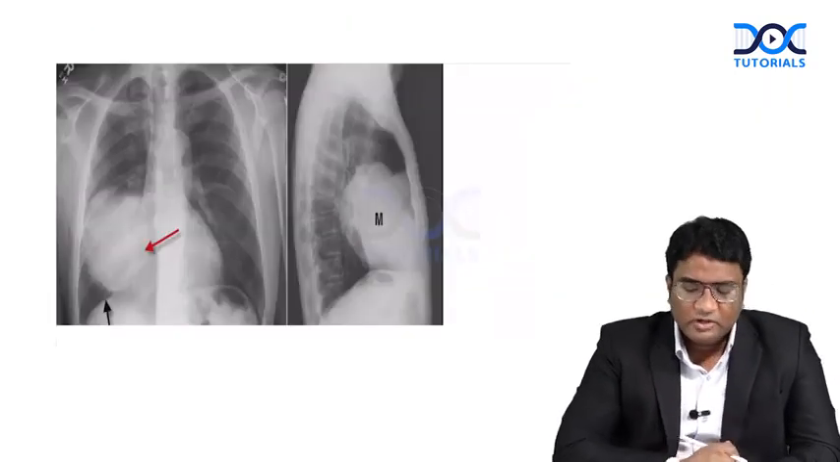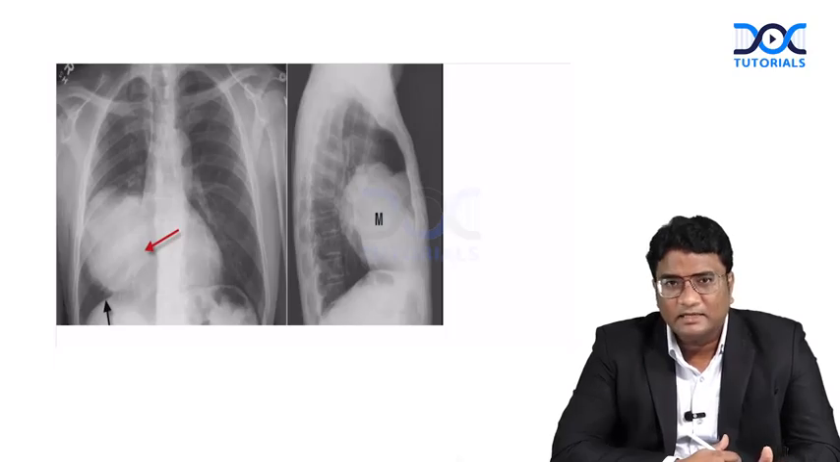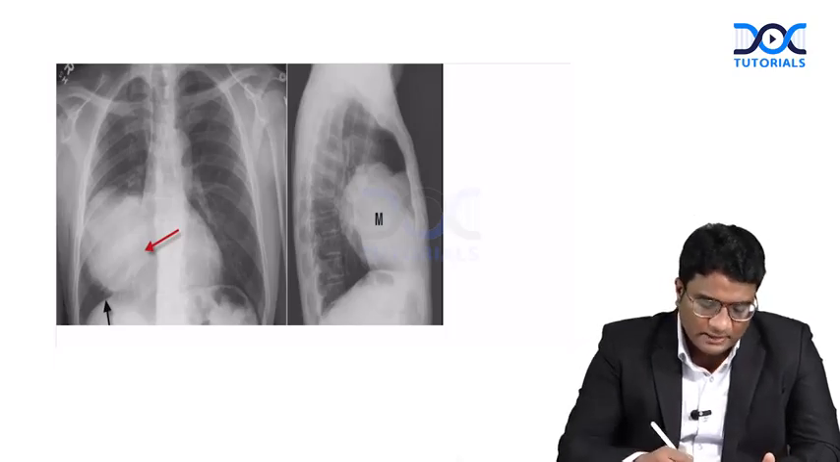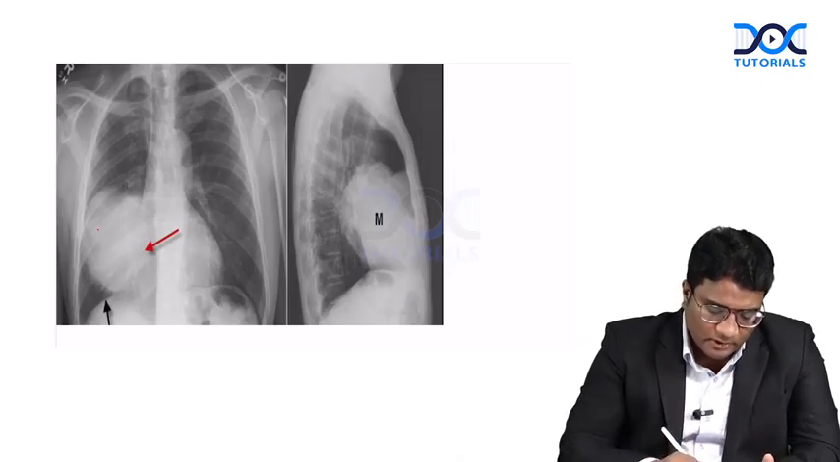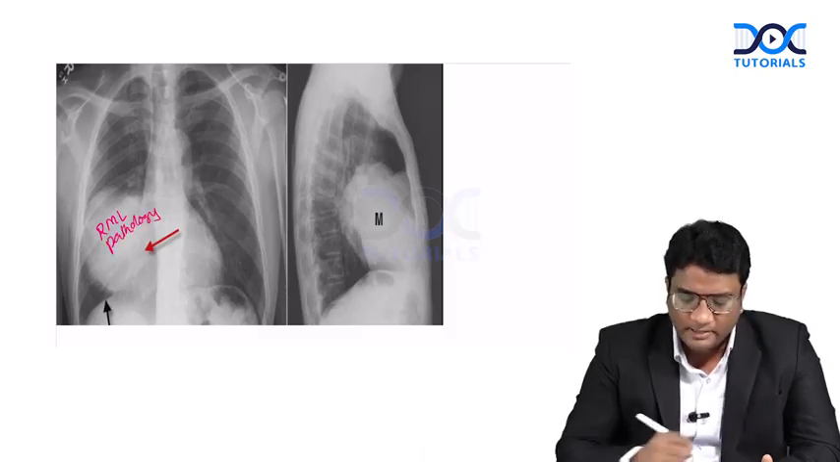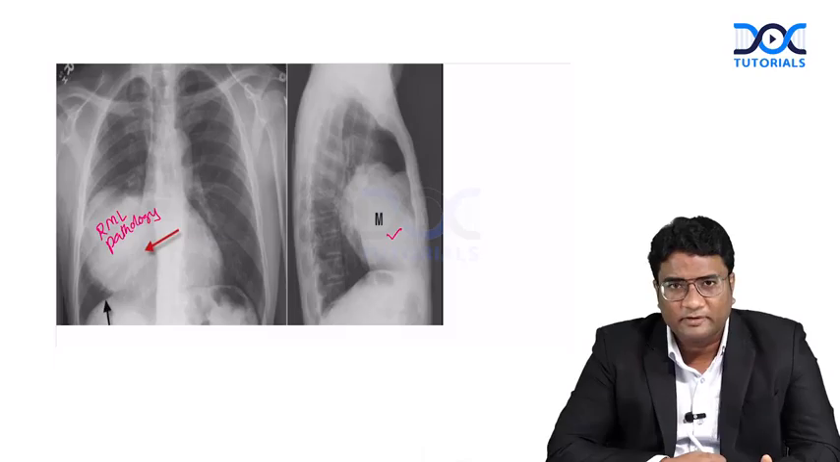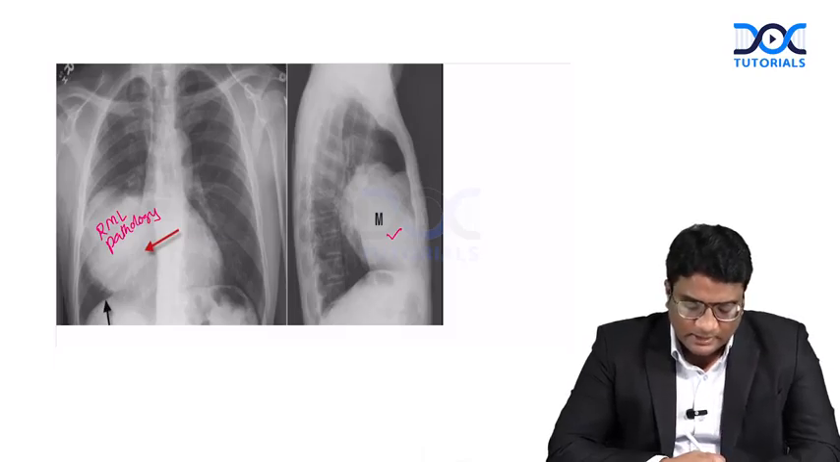So look at this image. Now what do you think this is? Is it a right lower lobe pathology or a right middle lobe pathology? Look at the pathology. It is in close contact with the right heart border. So this is a right middle lobe pathology. Right middle lobe is in close contact with the right heart border, and it overlaps the cardiac shadow on the lateral radiographs.